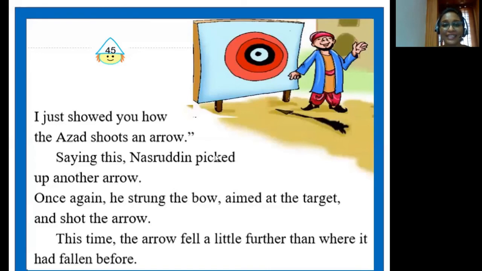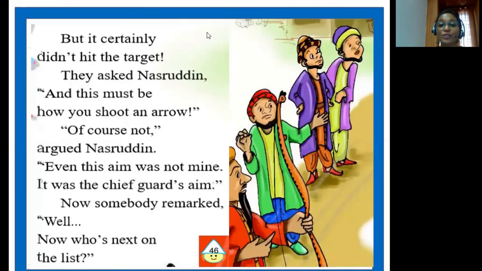Here you will find that Nasruddin is in no mood to give up. Once again, he strings the bow, aims at the target, and shoots the arrow. And what happens this time, children? This time again, the arrow misses the target. Now go to the next page, children. But it certainly didn't hit the target.